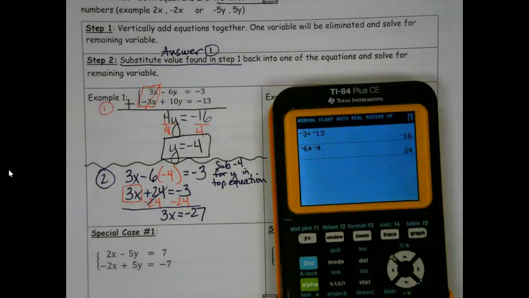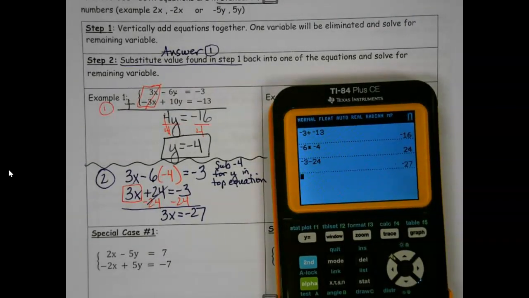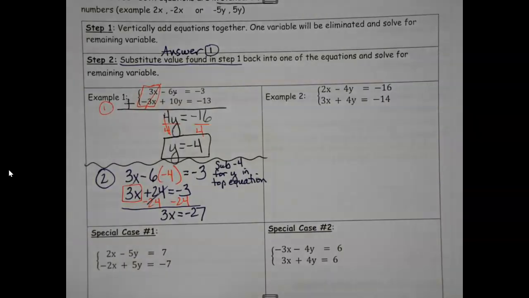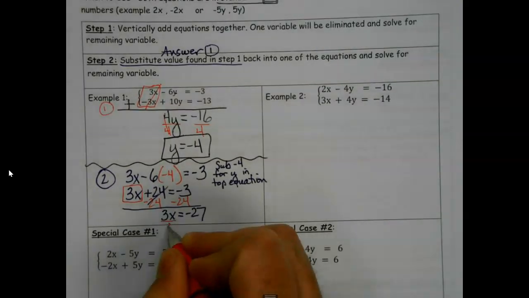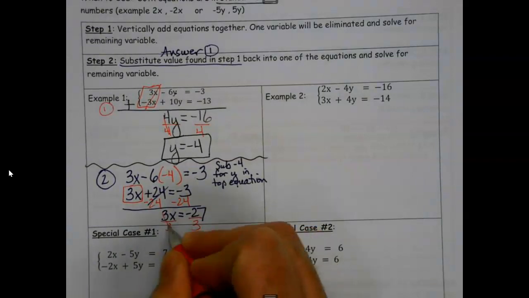Again, if you're not sure, negative 3 minus 24. It's better to use the calculator than to try and do it off the top of your head and get some crazy answer.